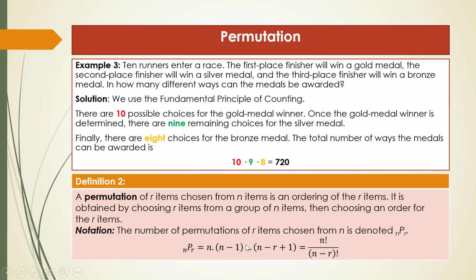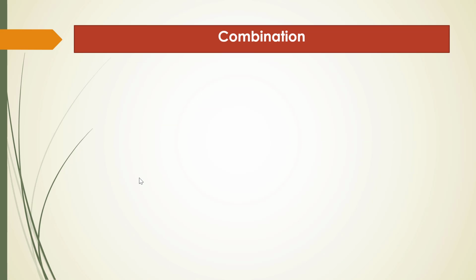So this is the situation when we only choose r items from n items. If we choose n items from n items, the answer is nPn, and it is equal to n factorial. The last thing of today is combination.